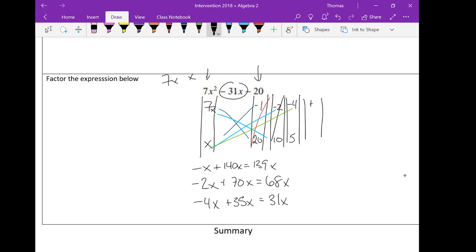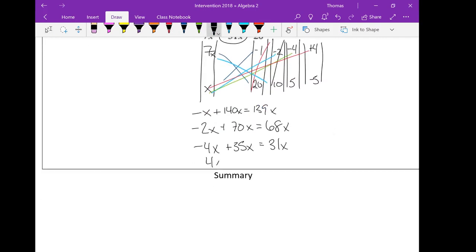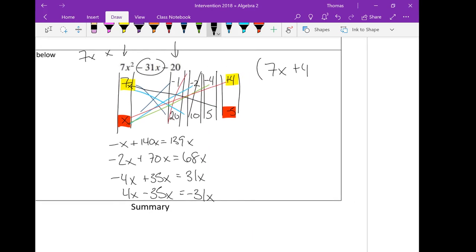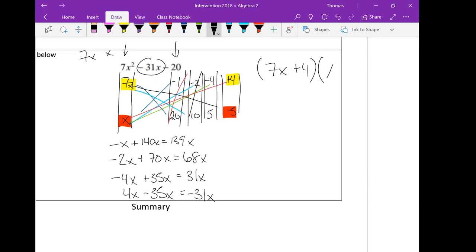So I'm just going to make it instead a positive 4 and a -5. And then our last multiplication is going to give us 4 times x, so positive 4x. And then -5 times 7, -35x. And then that gives us a -31x. Great. So again, to get our factors, we just pick them straight across like this. So this altogether factors into 7x plus 4 from the top pair, and then x minus 5 from the bottom pair. I'll highlight these so we can see where we got them.